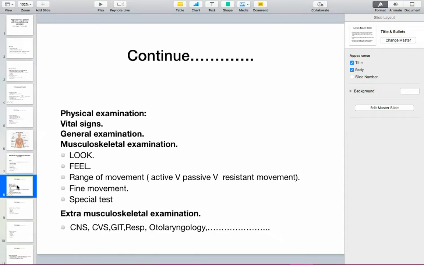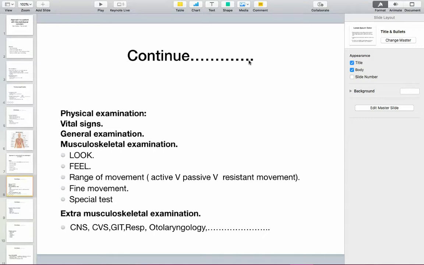As far as the clinical exam, I think I went over it with 3 groups. Hopefully you remember: look, feel, range of motion, active versus passive versus resistant movement, fine movement, as well as special tests. Don't forget them. And if you had a station in the exam, knee or hand examination, please make sure that you go over all of them.